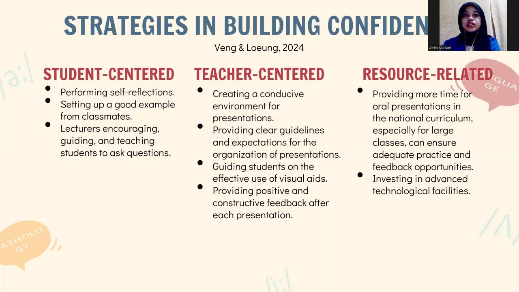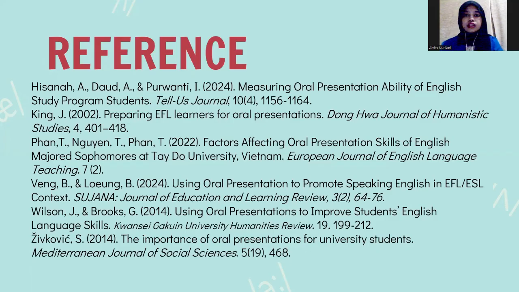And number two is investing in better technology. So this is about how schools or colleges spend money on better tools like computers, fast internet, smart boards, and having high quality equipment for students to create and show their work. And this slide is for the reference.